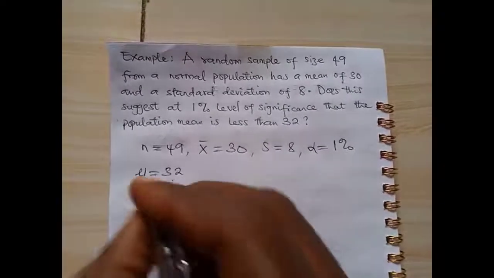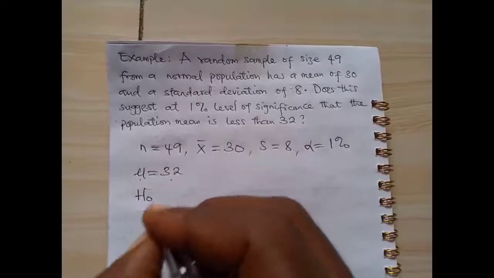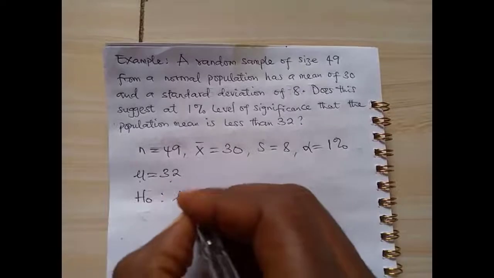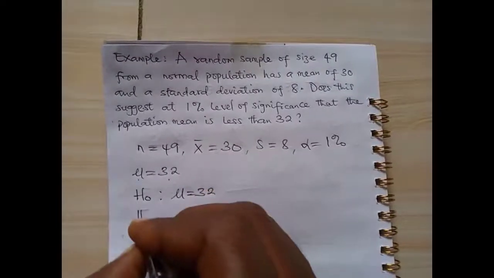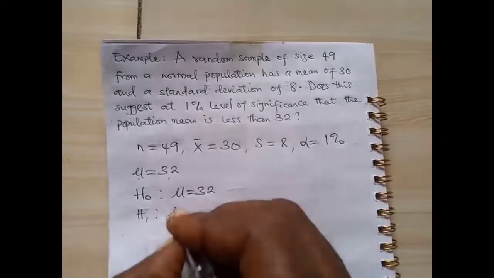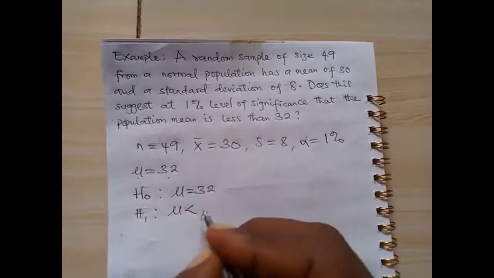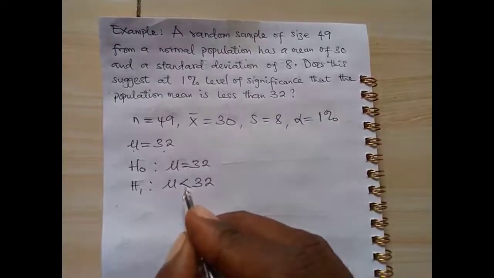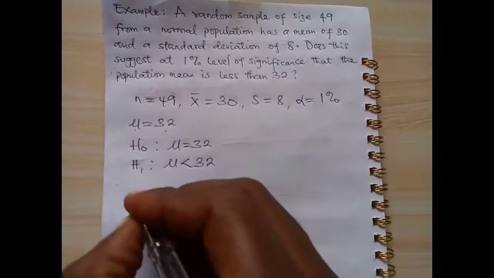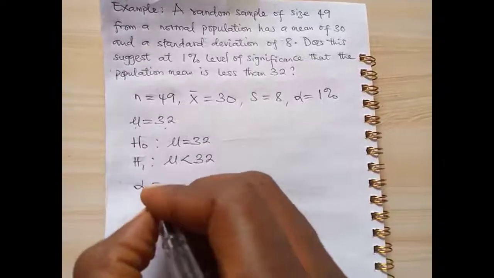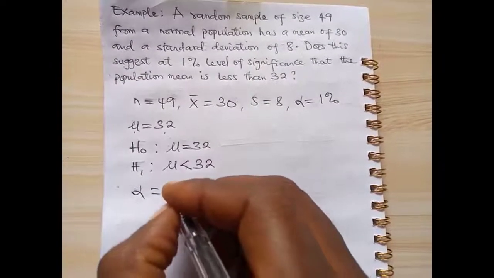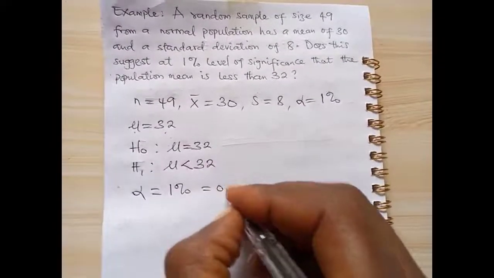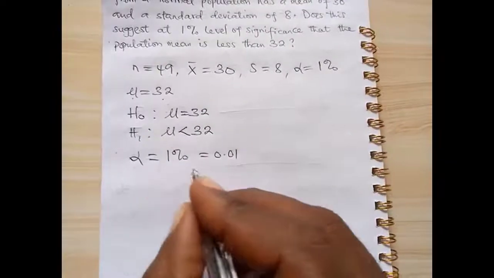So because of that, the first step in testing hypothesis is state the hypothesis. So H naught will say that mu is 32. And H1 or HA will say that mu is less than 32. So this is a one-tailed test. So the next thing is to state the level of significance. This level of significance is 1%. And it is one-tailed test, so we're not going to divide. So 1% is 0.01, which is 1 over 100. So 0.01.